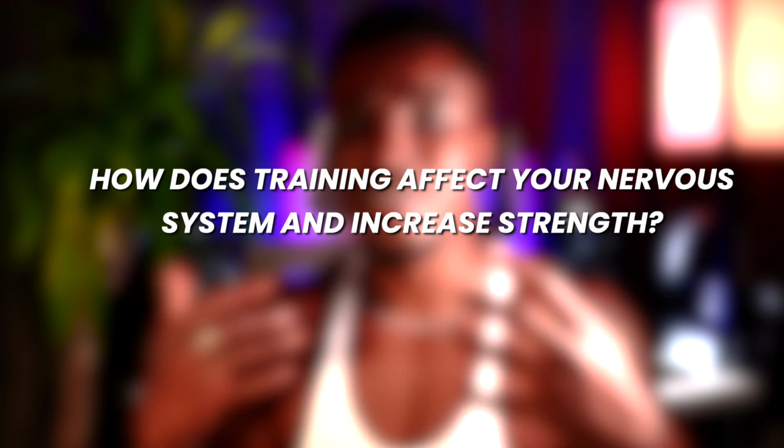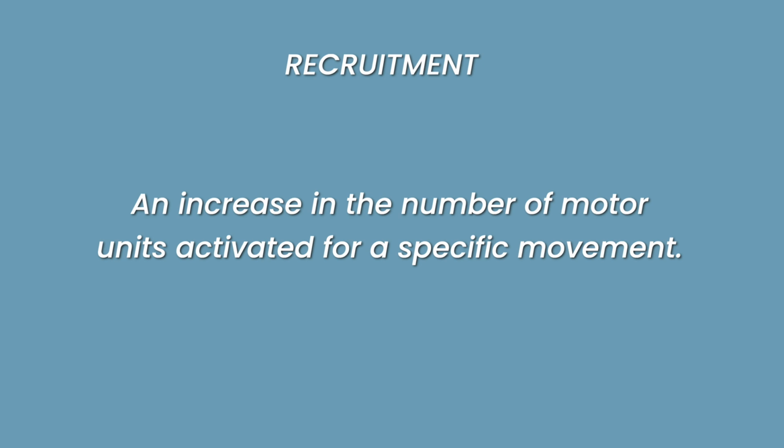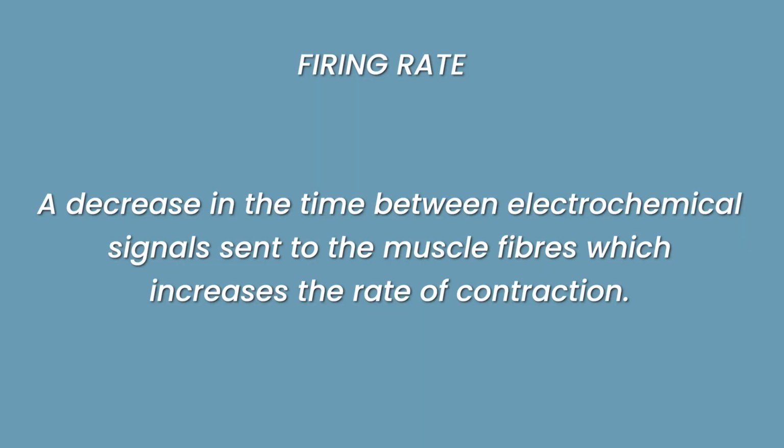Okay, so now you know about motor units, but let's go back to the nervous system. How does the nervous system increase strength? Well, there are 6 ways that the nervous system can potentially increase your strength. The first method is called recruitment. That is an increase in the number of motor units being activated for a specific movement. Second method the central nervous system uses to increase strength is called the firing rate. This is a decrease in the time between each signal sent to the muscles, which increases the rate of contraction.